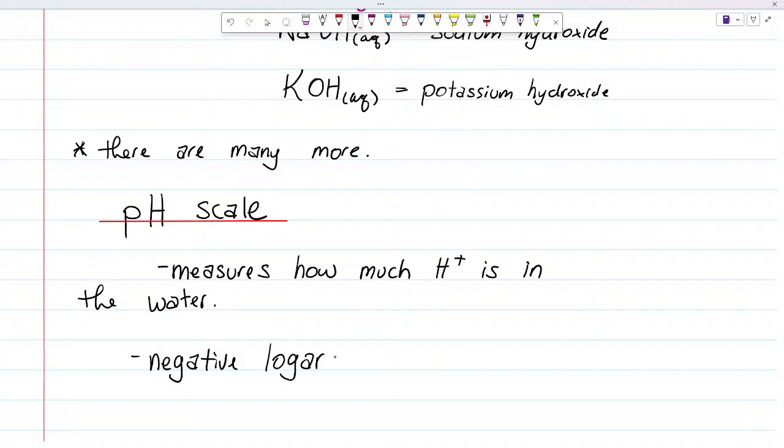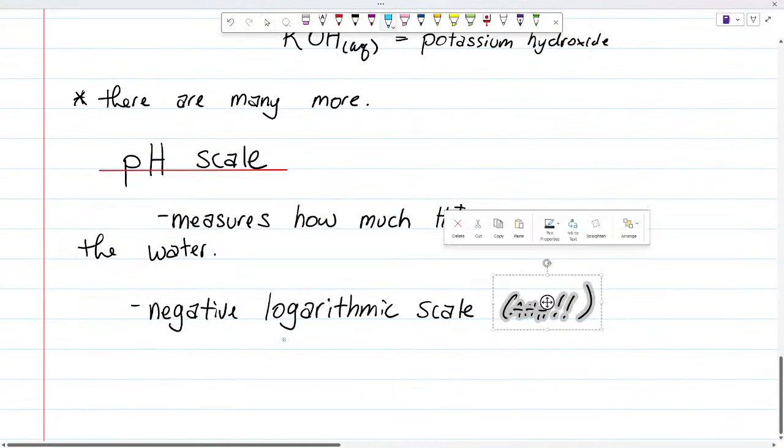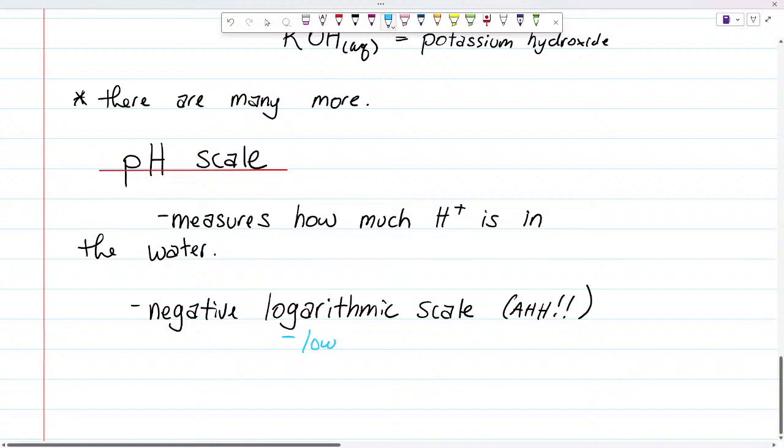logarithmic scale. Now, has anyone done logarithms yet in math? I can't imagine. You have. The rest of you have not. You don't have to worry about that. In fact, I'm going to put here, except you have to know 2 things about these, okay? The first thing is, because it's negative, this is stupid. Lower numbers equal not less hydrogen, more H plus.